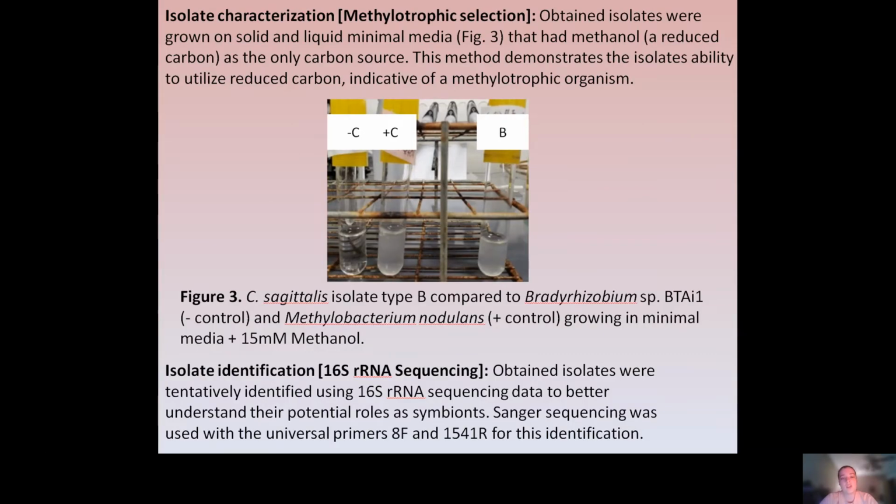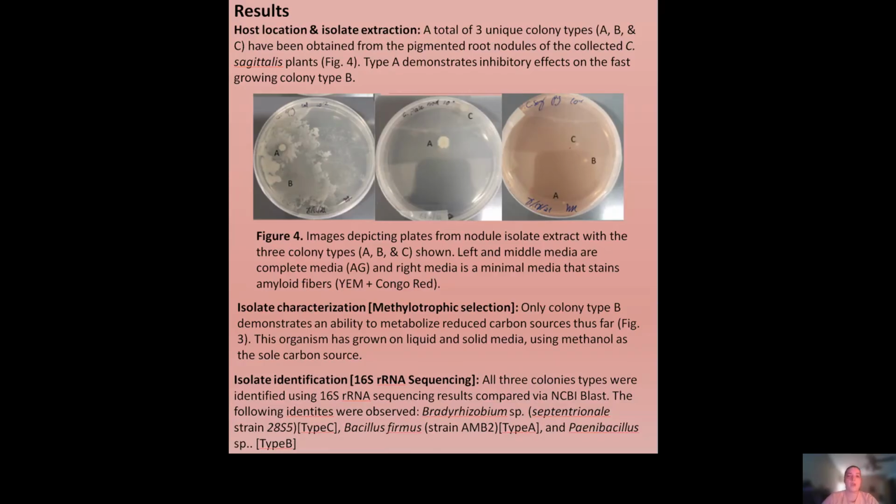After the bacterial isolates were obtained, they underwent metabolic testing, specifically using reduced minimal media that had only methanol as the provided carbon source, selecting for bacteria that can utilize this reduced carbon source metabolically. In addition to this, each of the isolates was tentatively identified using a 16S rRNA sequencing system that used 8F and 1541 universal primers for this identification.